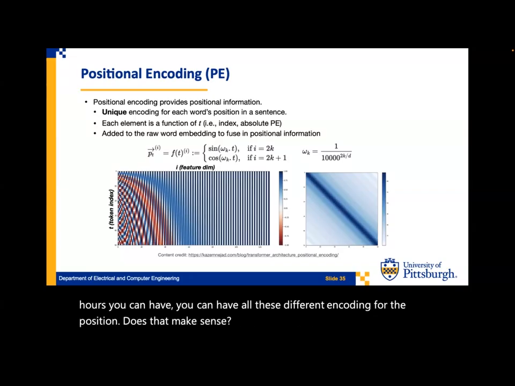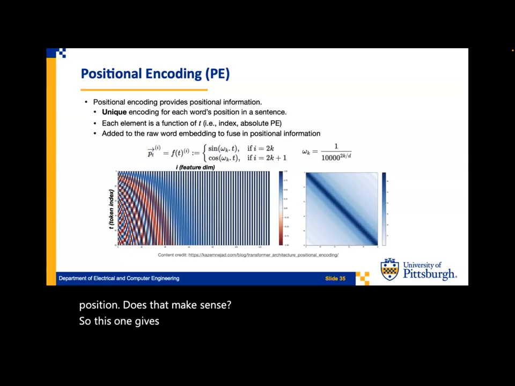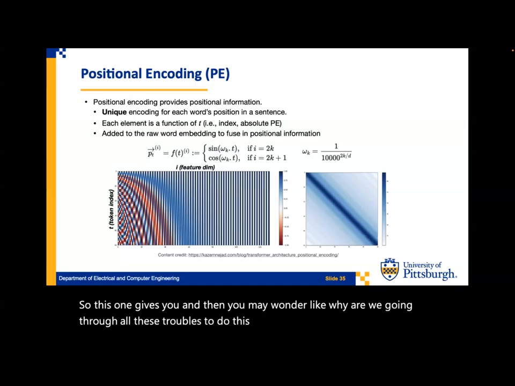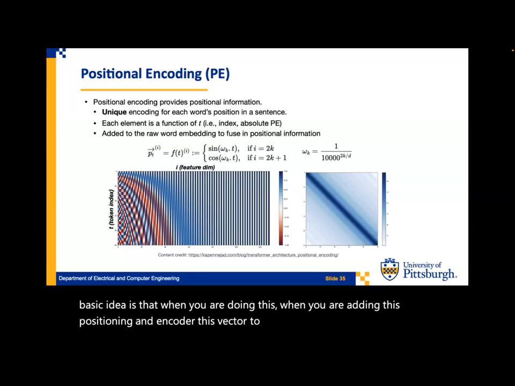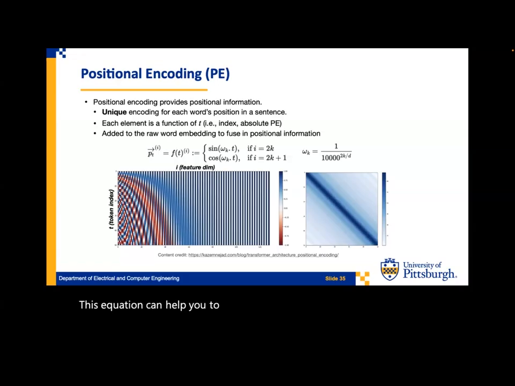And then you may wonder, why are we going through all this trouble to do this positional encoding, right? The basic idea is that when you add this positional encoding vector to your original word embedding, and do the inner product, this equation can help you quickly calculate the absolute distance between two tokens.